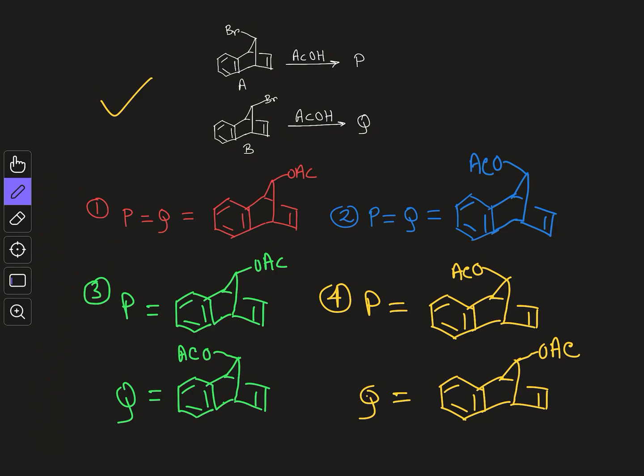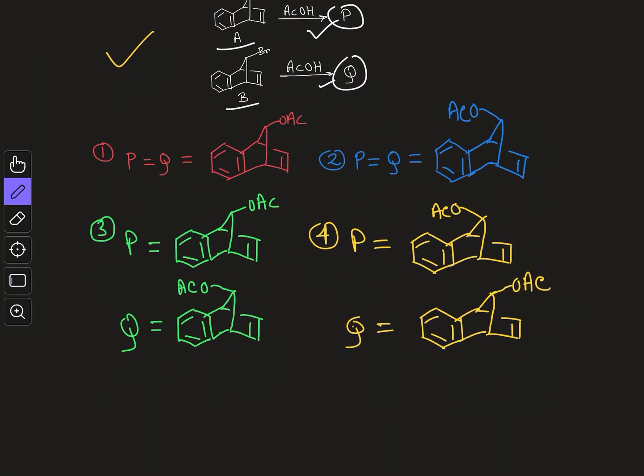So you can see this is the question where compound A and compound B are given, and this is a solvolysis reaction, that is an SN1 reaction, and in acetic acid the reaction is going on, so you will get products P and Q. Now the options are very interesting. There are 4 options given.